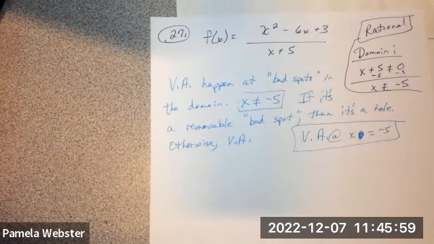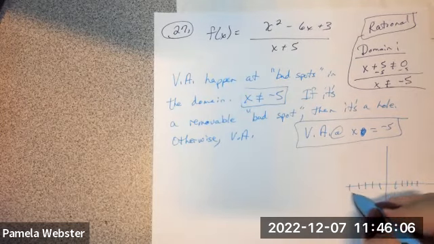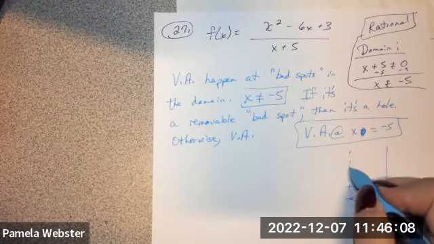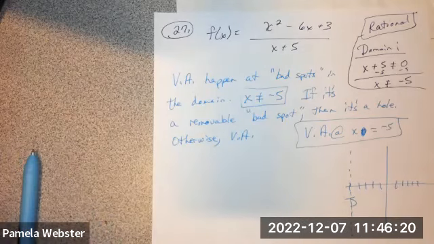So remember, if we were graphing this, we would come out to -5. It would help if I went the right direction. And we would draw this dotted line for the vertical asymptote and say, hey, that's one we're never going to cross because that's a bad spot in the domain. That's what's going on with vertical asymptotes. And then they ask about horizontal.